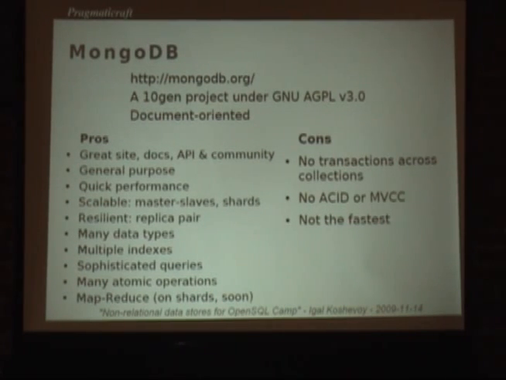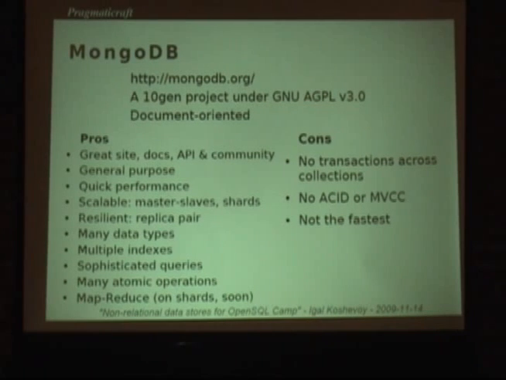What are the gotchas? Not a whole lot, to be honest. There are no transactions across multiple collection types. Collection, I'll show what a collection type is in a minute. No ACID, no MVCC, and it's not the fastest. However, these are fairly minor drawbacks. Any more questions before I switch to the example?